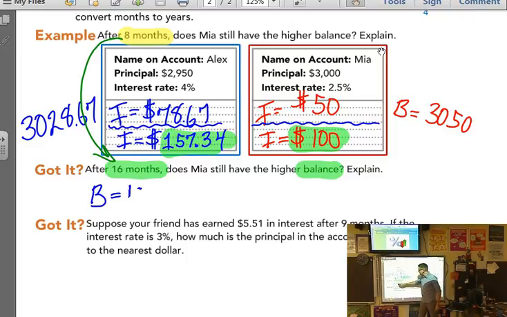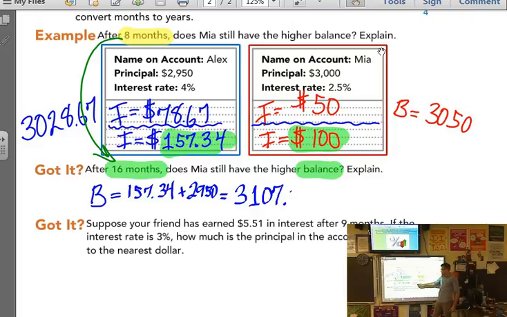So take the amount he made. This 157.34 is the total made. We cannot combine these. You were about to combine these amounts. This is total interest earned. So now ignore the 8 months. This is now our interest earned for after 16. We add that to the initial 2,950, and Alex's balance is now $3,107.34. Do the same thing for Mia, except she started with 3,000.